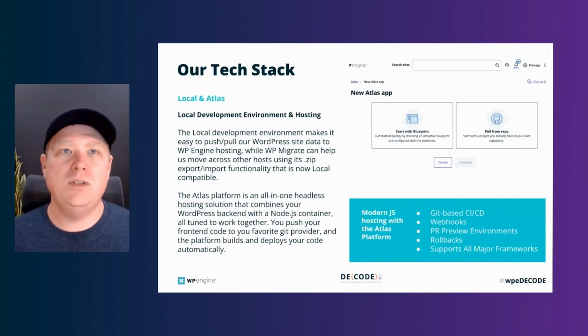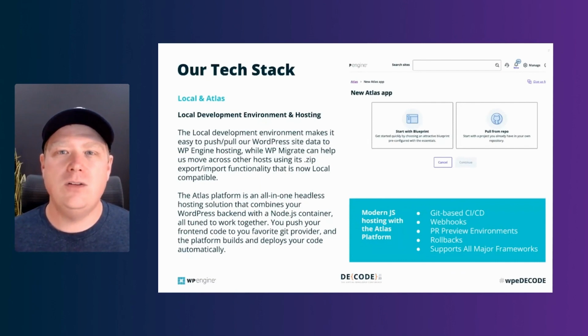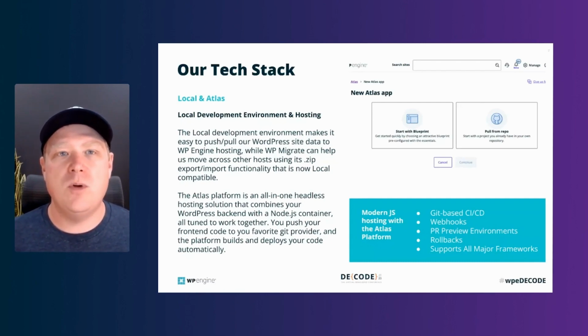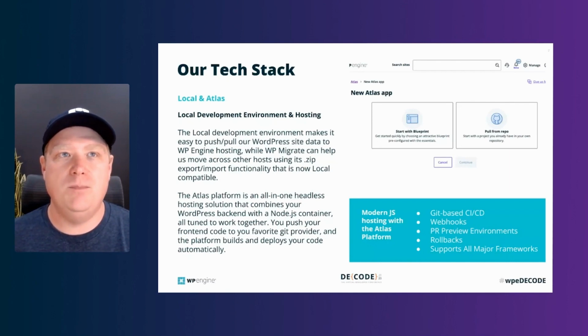Last but not least, we'll need some ways to work with these tools locally and in production. Using Local and WP Migrate, I've pulled all of the WordPress resources you're going to need for this project into a single zip file that you can drag and drop into Local to get started. Once we're done building our site, we can push our work to the Atlas platform. Atlas is WP Engine's all-in-one headless hosting solution that combines your WordPress backend and a Node.js container, all tuned to work together, available through one seamless dashboard.